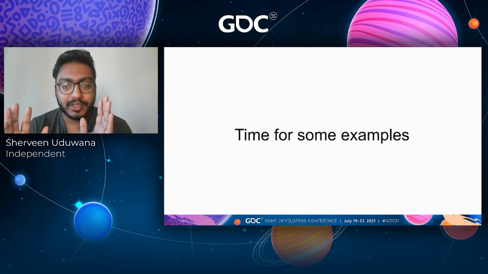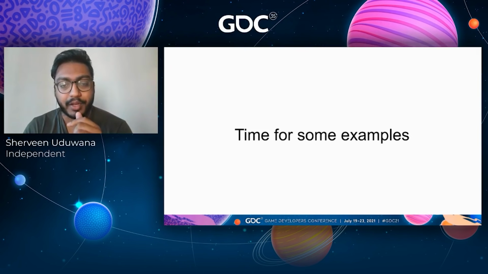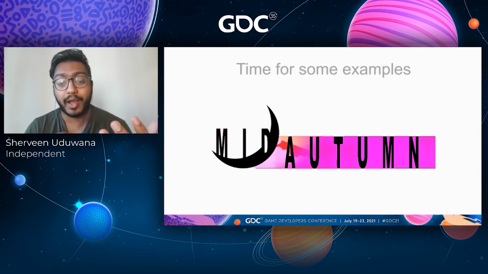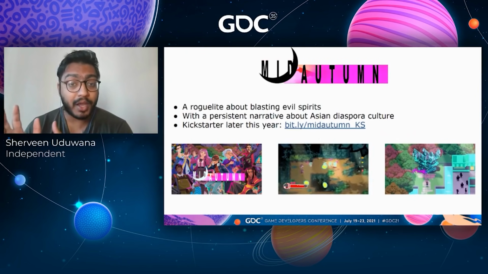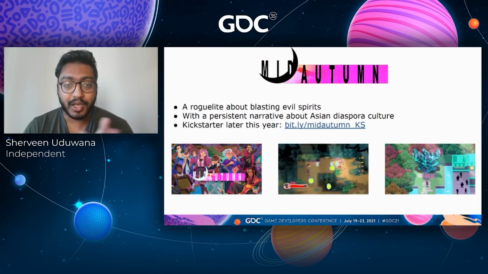So, time for some examples. Okay, good. I'm doing great on time. So I'm going to start talking about Midautumn, which is a game I'm working on right now. I'm going to use that for some specific examples of how I make use of my code library. Midautumn is a roguelite about blasting evil spirits, and it has a persistent narrative about Asian diaspora culture.